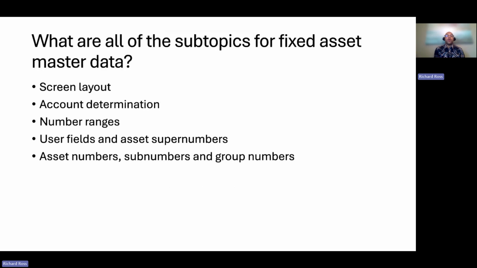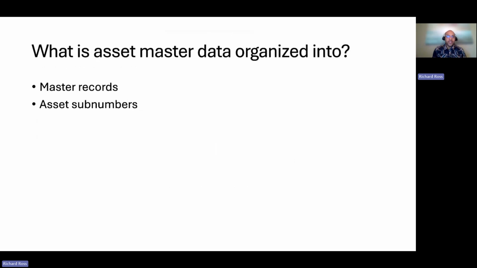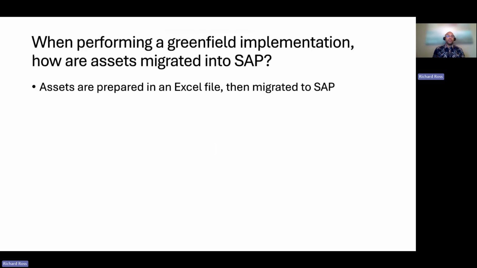Okay, what are all of the subtopics for fixed asset master data? Screen layout, account determination, number ranges, user fields and asset supernumbers, asset numbers, subnumbers, and group numbers. What is asset master data organized into? Master records, asset subnumbers.